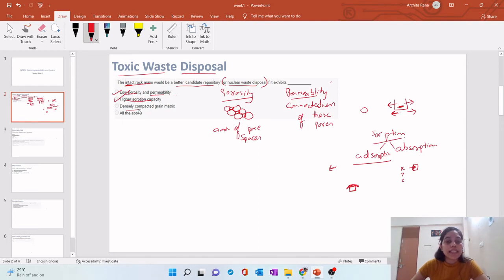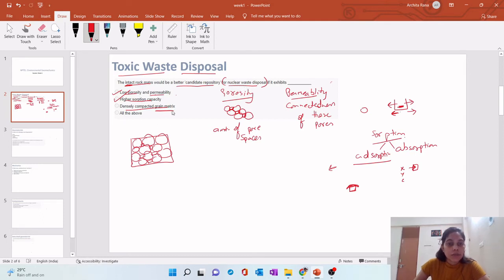Another is about the densely compacted grain matrix. So what do we mean by the grain matrix? Let's say this is our rock, and we have these big size grains, right? Now if it only has big size grains, it means it has a lot of pore spaces, right? And if it has a lot of pore spaces, it cannot be used for nuclear waste disposal.